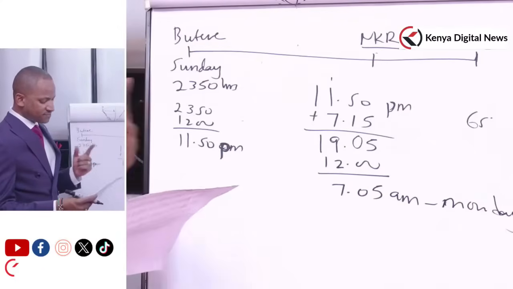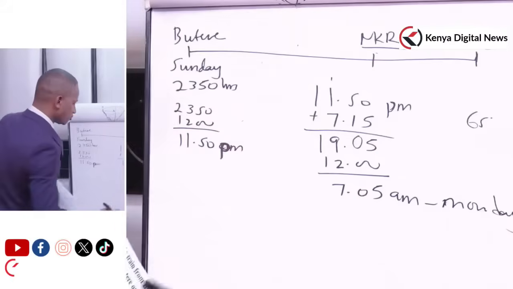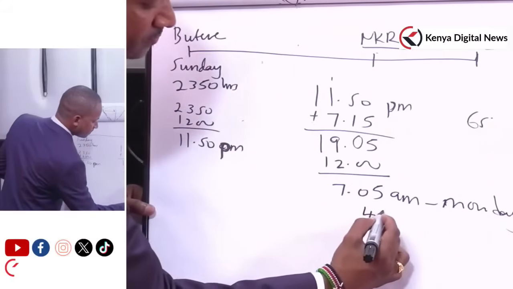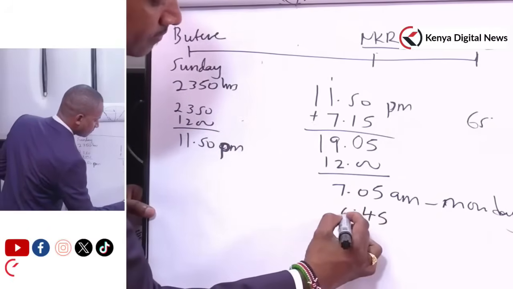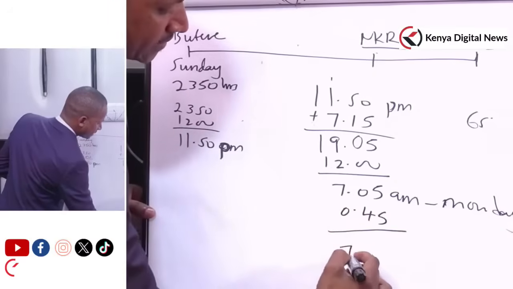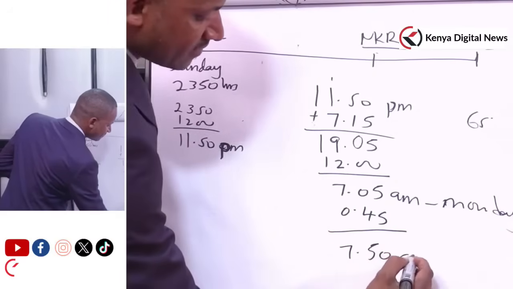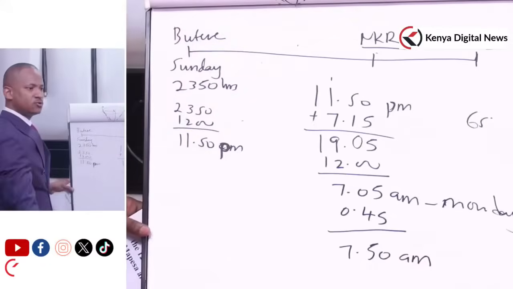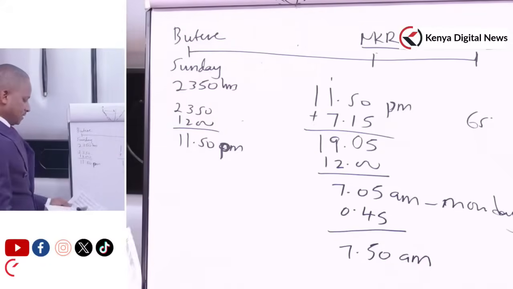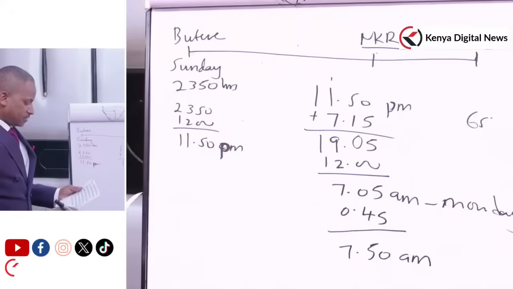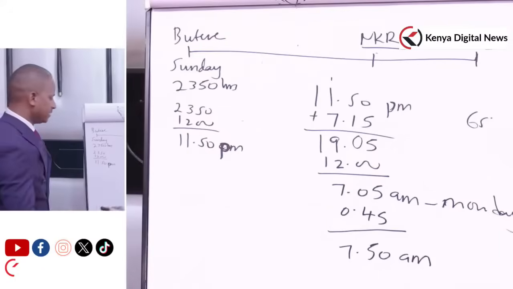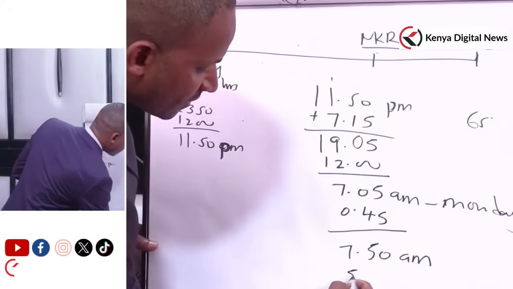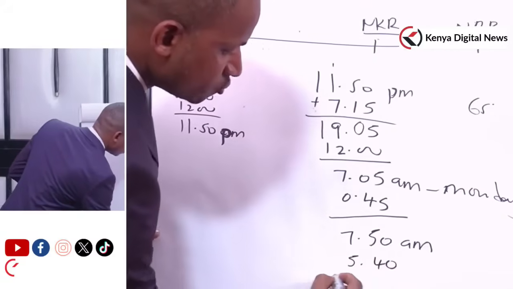Then you are told after a 45 minutes stop in Nakuru. So it took 45 minutes stop in Nakuru. You add. You get 7:50. So by 7:50 a.m. he was still in Nakuru. Then the train took 5 hours 40 minutes to reach Nairobi.